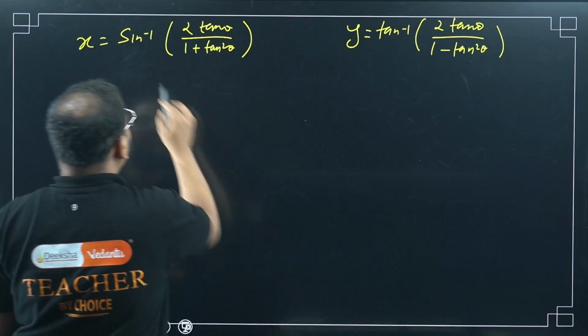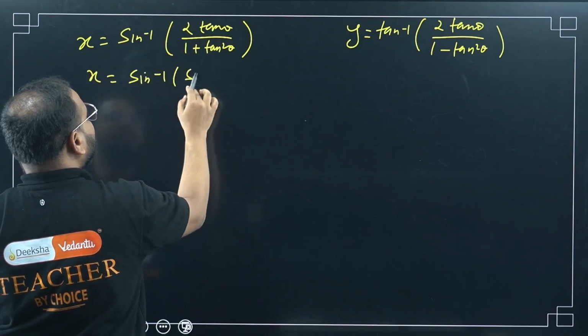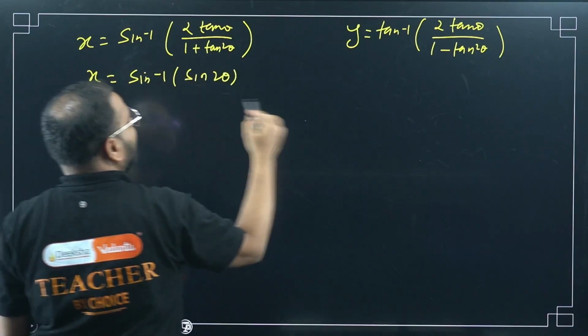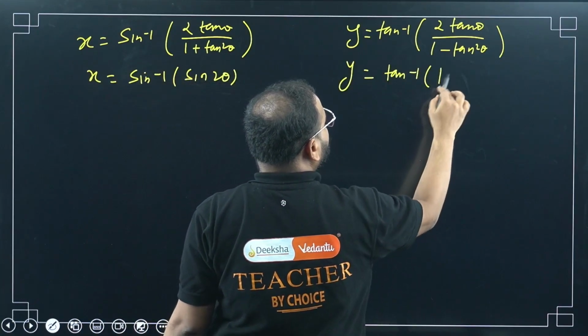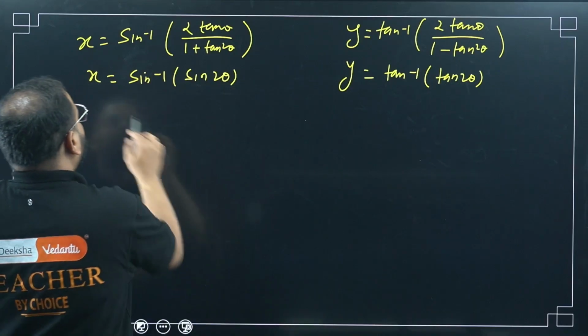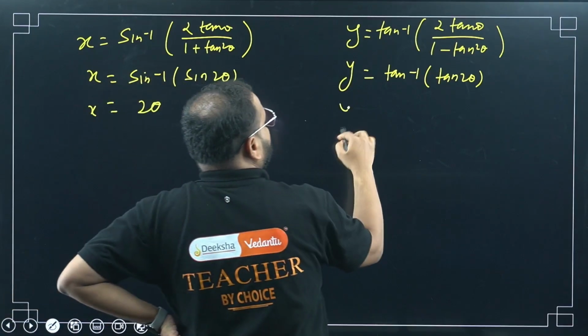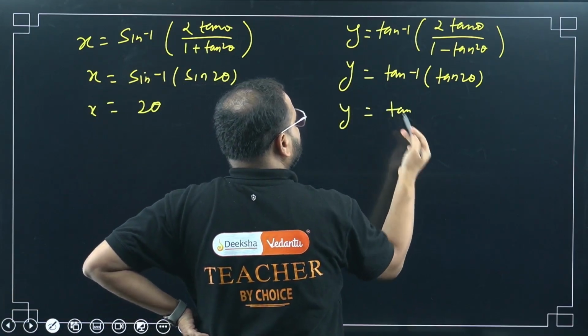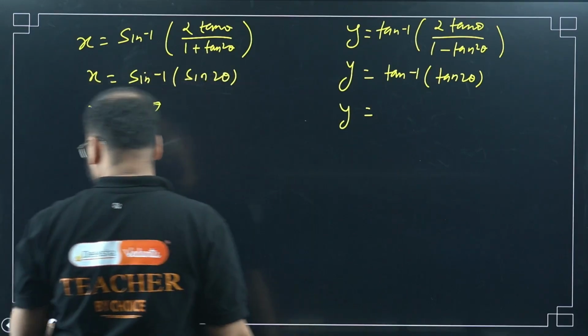Correct? What will this become? x equals sine inverse of sine 2θ, and y equals tan inverse of tan 2θ. Yes or no? Yes, sir. What will this be? 2θ. And this will be, tan inverse, sorry, simply 2θ here also.